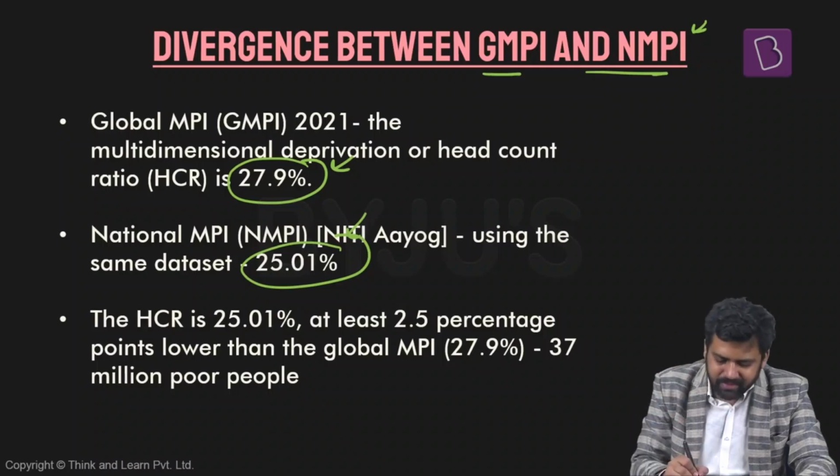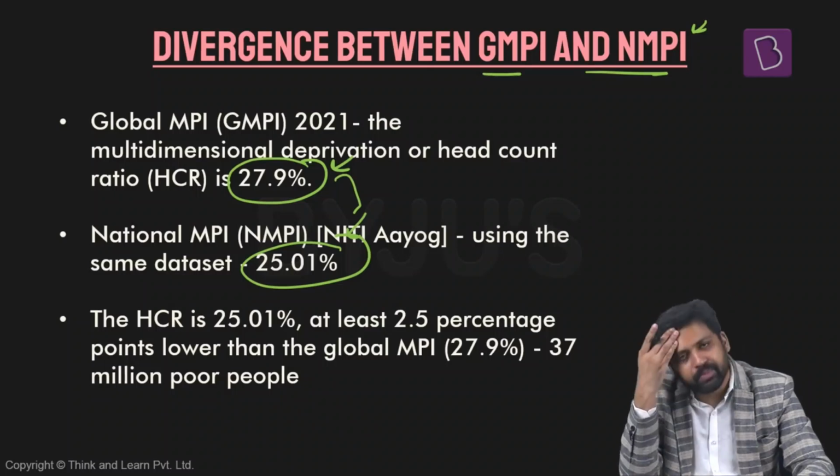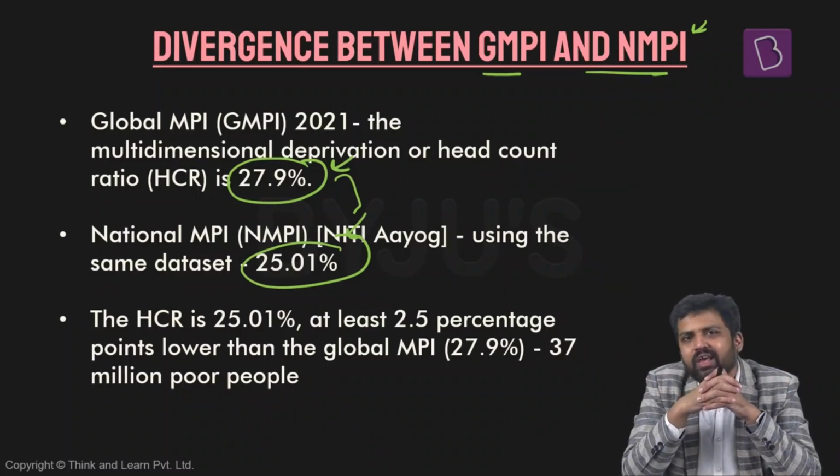You might think that, okay, this difference is quite minimal, right? It's somewhere around 2.8%, and 2.8% is not much. But keep in mind the population of India, right? So if you have like 130 crore people, 2.8% is a huge number, right? If you look at it in absolute terms. So what is the reason why you have this divergence? We need to understand that.